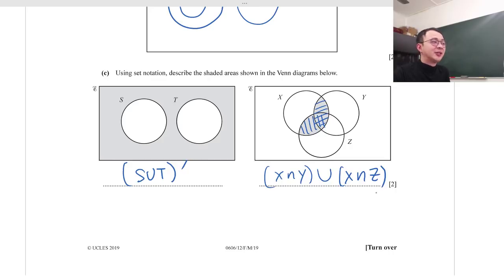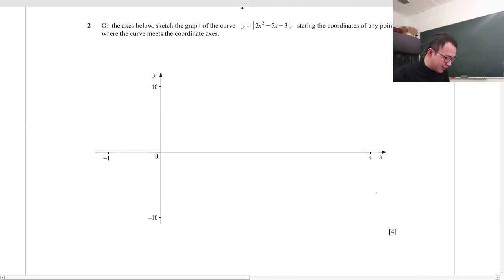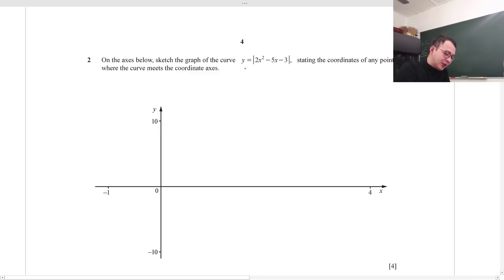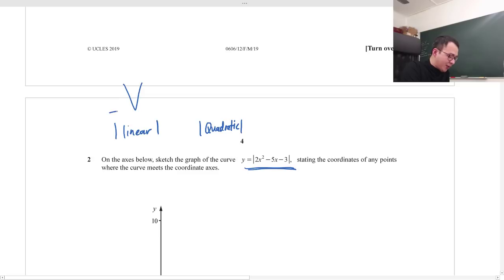Alright, let's move on to the next question. Modulus. Basically, in IG, you have two types of modulus graph. One is where inside the modulus is linear. The other type is where inside the modulus is quadratic. For linear, the shape of the graph is quite obvious. You will just get a V shape, and the vertex is on the x-axis. For quadratic, you will get something that looks like a W.